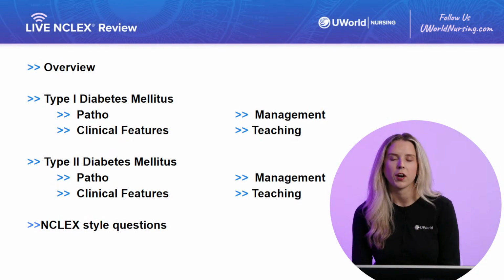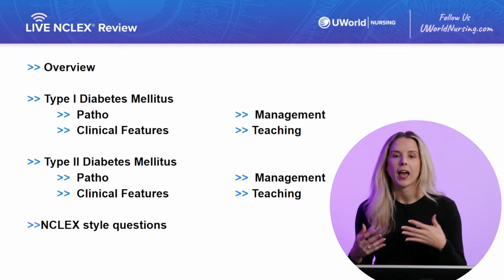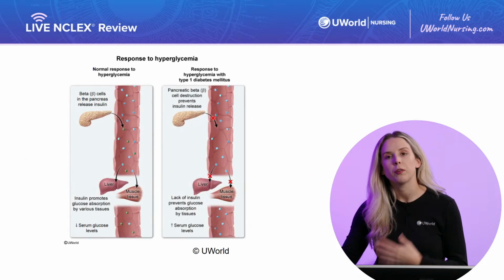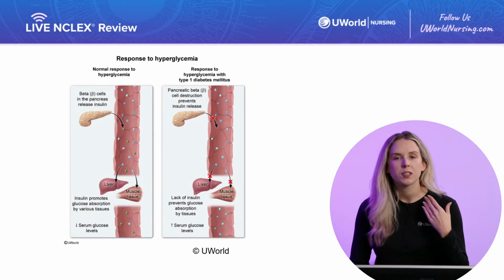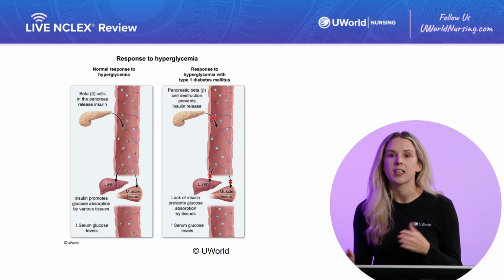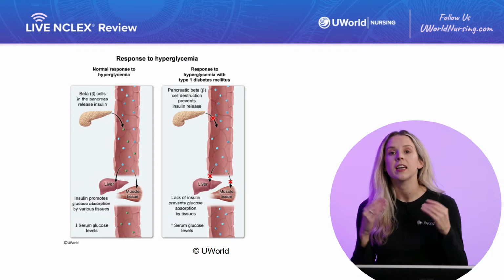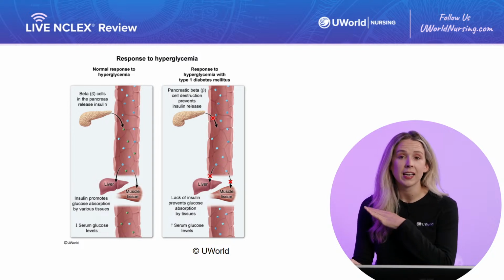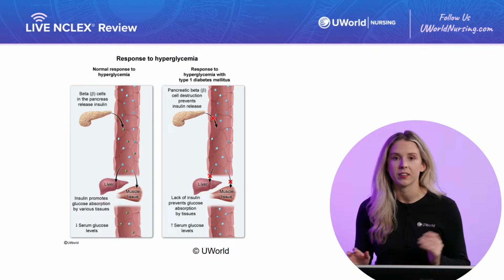While y'all are dropping that into the chat, let's go ahead and start out with our hyperglycemia image and look at type 1 diabetes mellitus before we move on to type 2. So we know that type 1 diabetes is a chronic endocrine disorder. It's characterized by an absolute deficiency in insulin production, meaning the body is producing absolutely no insulin.